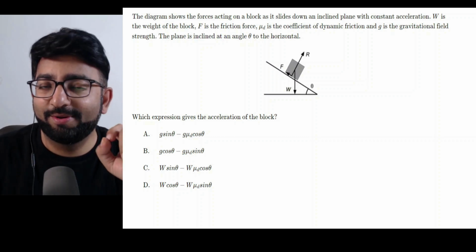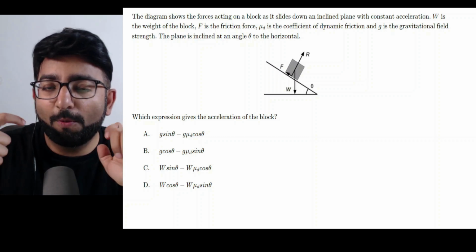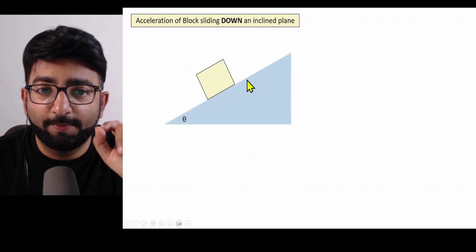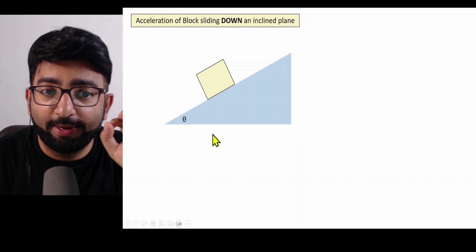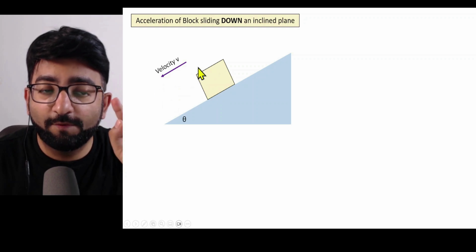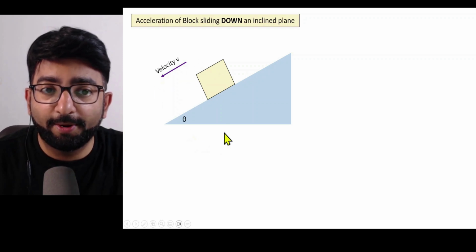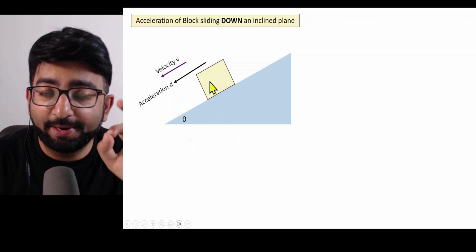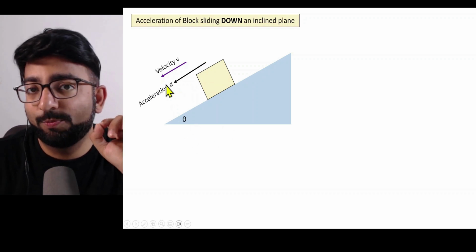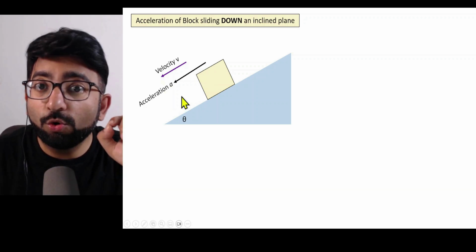So how do we do it? Let me explain this by making a proper diagram. Acceleration of a block sliding down an inclined plane. So we have this inclined plane, angle of inclination is theta, and we have a block which is going down the plane. So the direction of velocity is down the plane. Incidentally, the direction of acceleration will also be in the same direction, which I'll explain in a little while.